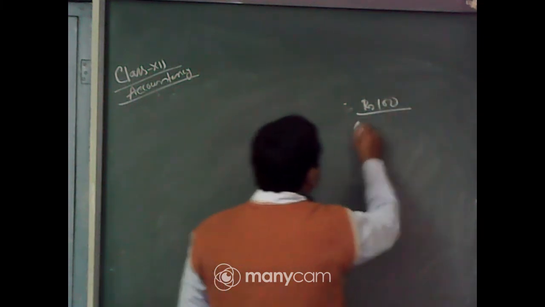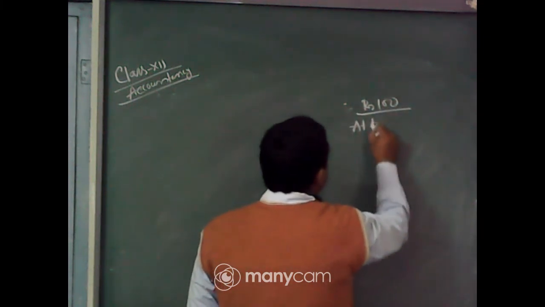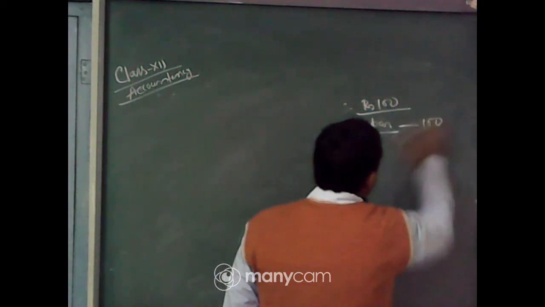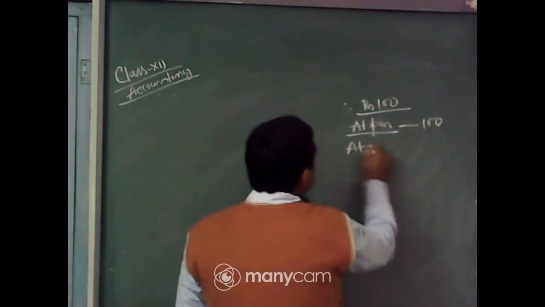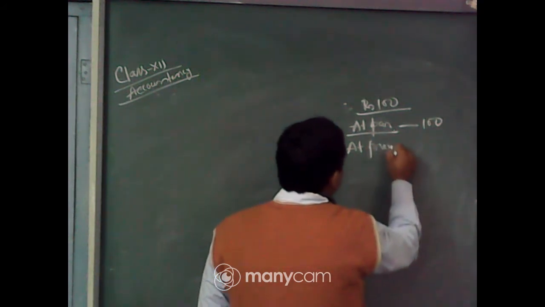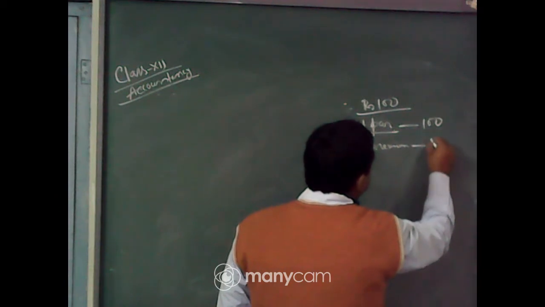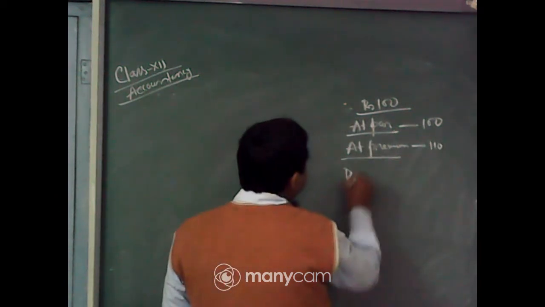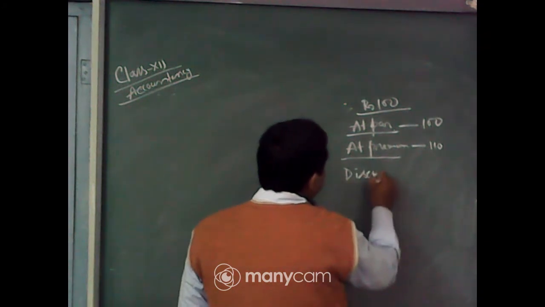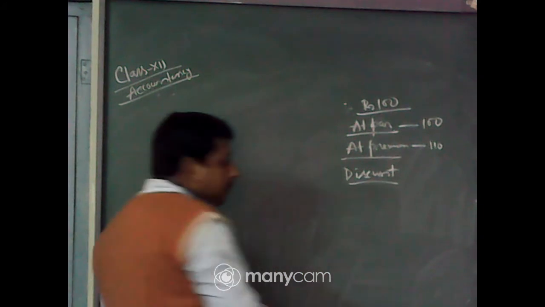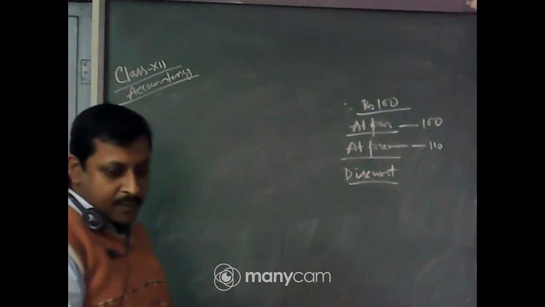Now you can issue at par. So that will be 100. At premium, you can issue at a premium also. Suppose there is a 10 rupees premium, so 110. And you can issue at a discount. You can issue debentures at a discount.